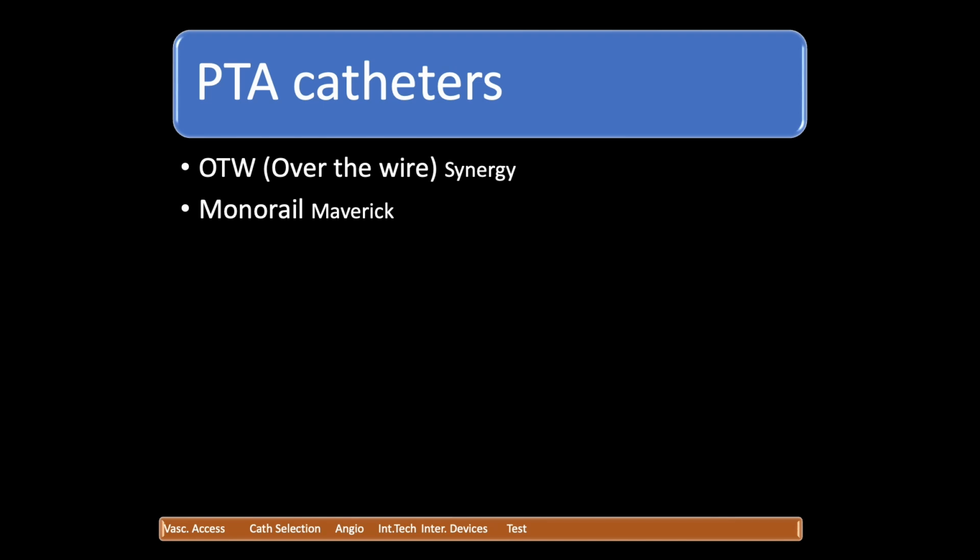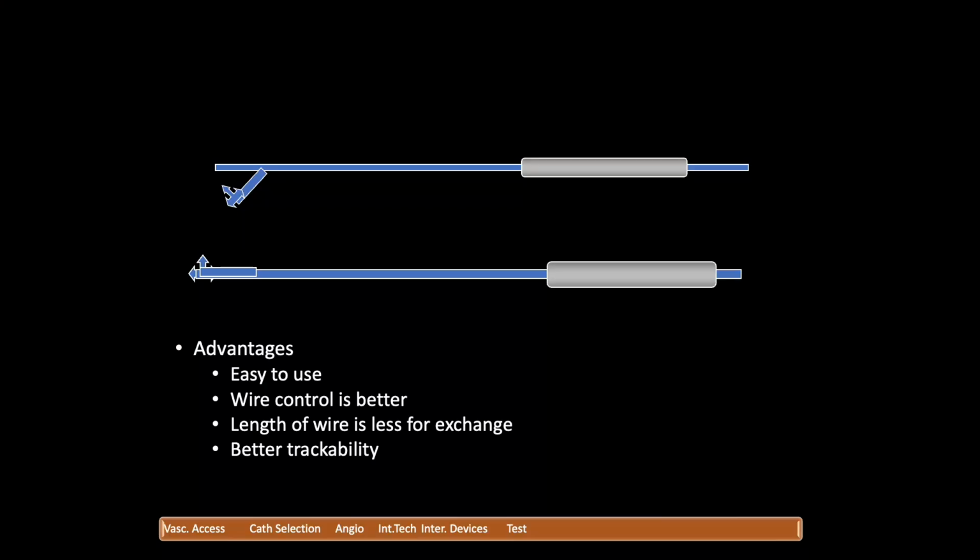Over the wire balloon is the one, and the second one is called monorail balloon. Cardiology people always use the monorail balloon. Okay. So what is the difference between these two? Over the wire, if you introduce the wire, the wire will come end to end from the top to the end, that is over the wire. And you've got a second balloon lumen. Through the balloon lumen, you can inject onto the balloon.